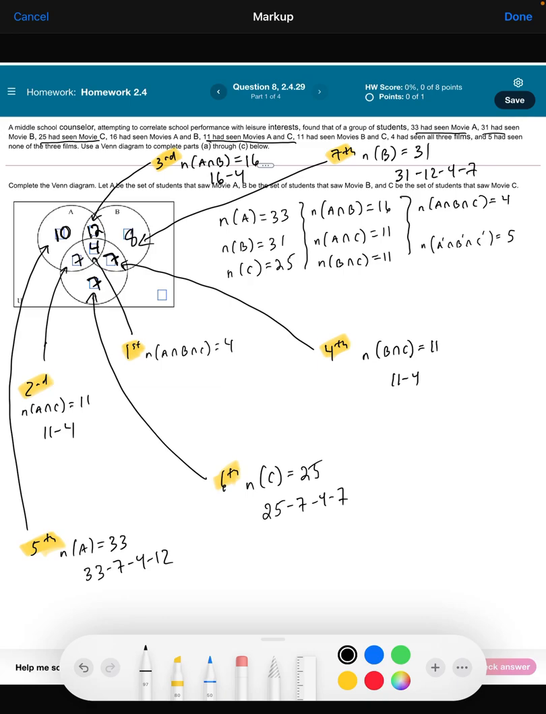And then the last one, which should be easy because they gave that to us. This here is our 8th step. That's just the complement of all of them, which they gave to us, which was 5, so that goes right in there. So I hope that helps.